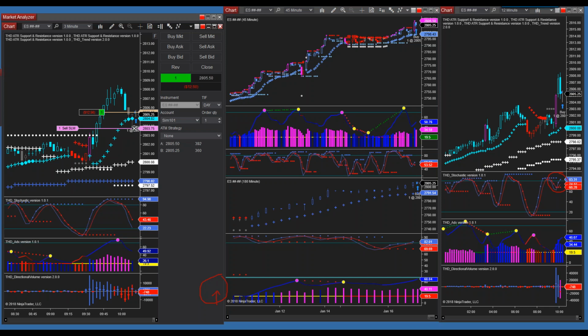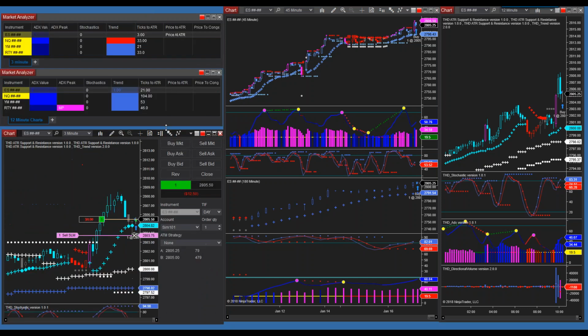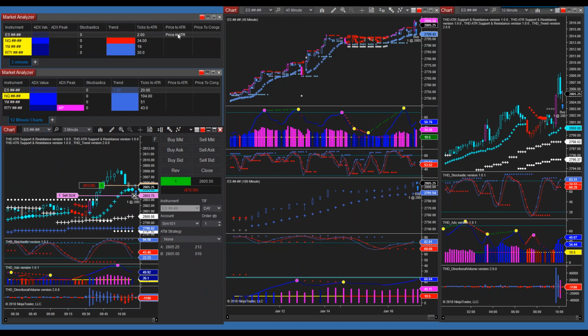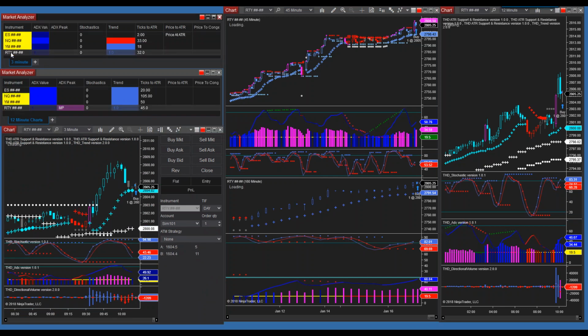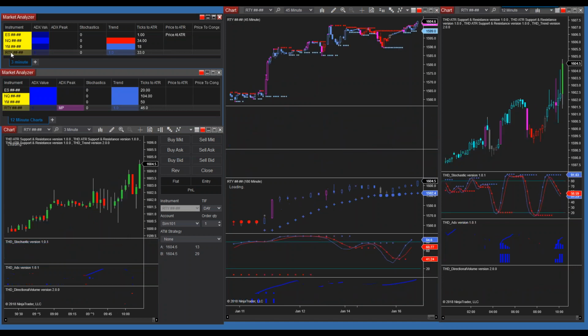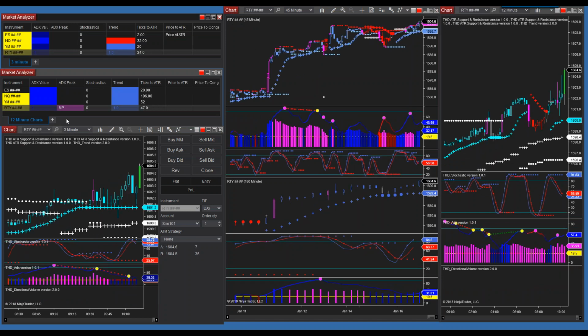Now, is that the only trade that we have? Well, probably not. If we go, I think maybe it was the Russell that was at an ATR. Again, you're seeing the same setup.